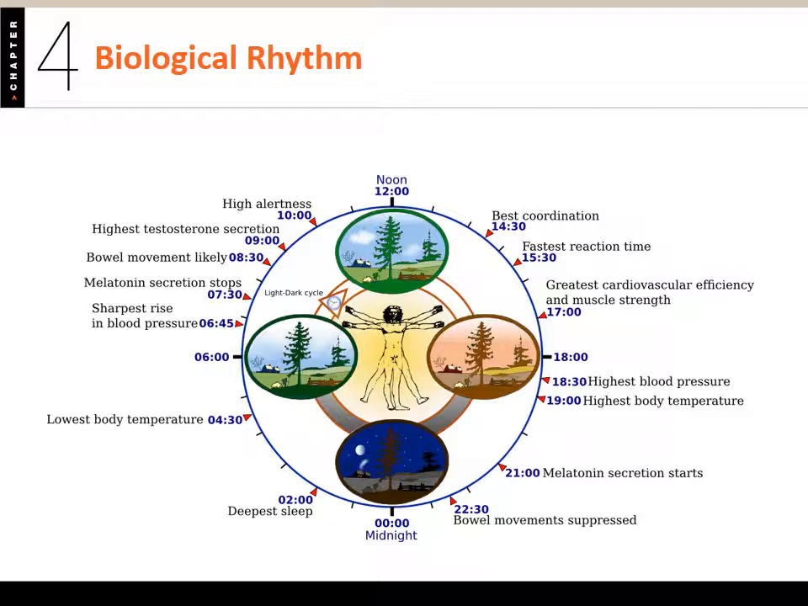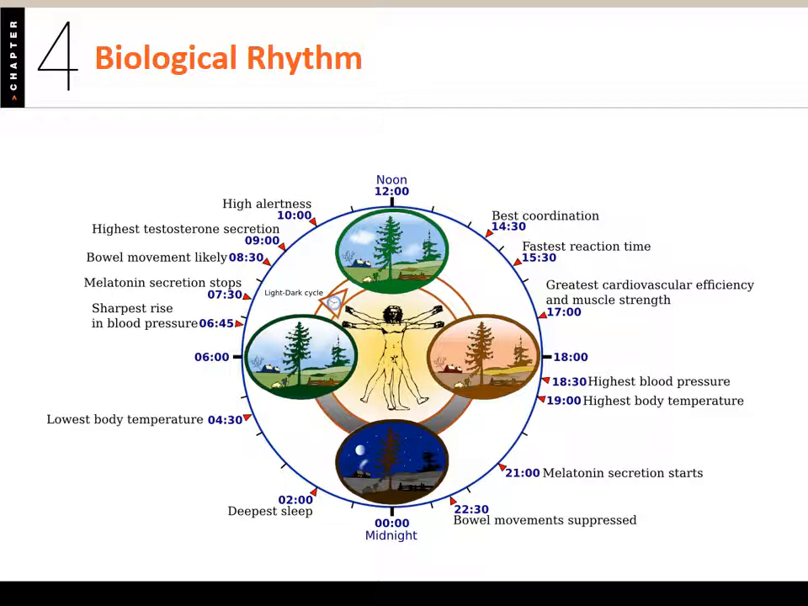Some of you are regulars, clockwork. For men, the highest testosterone secretion is at 9 o'clock. Your highest state of alertness is at 10 o'clock, and then comes noon. Your best coordination would be at, let's see, in military time, 2:30. Your fastest reaction time would be 3:30, and your greatest cardiovascular efficiency and muscle strength happens at 5 o'clock. So maybe that has some bearing on why they schedule athletic events in the afternoon.